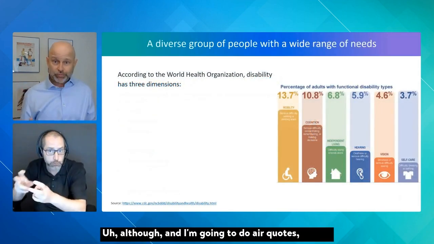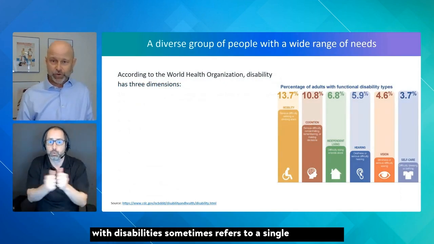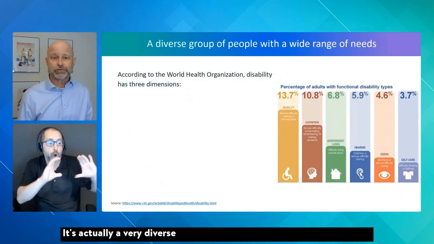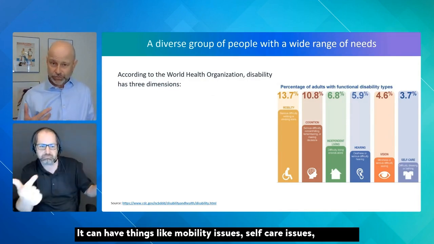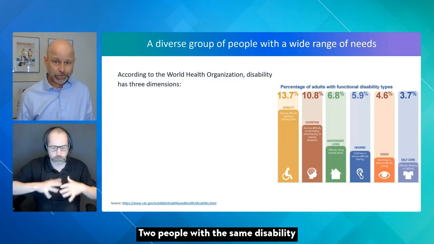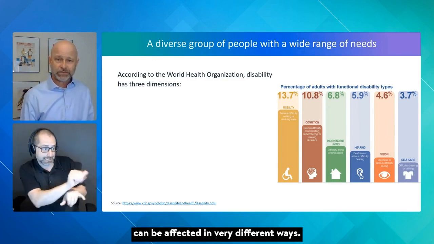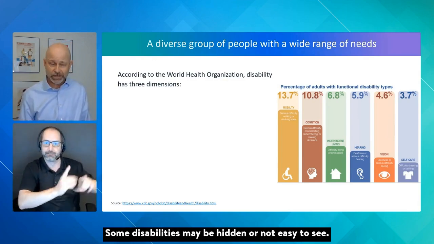Although, and I'm going to do air quotes, "people with disabilities" sometimes refers to a single population, it's actually a very diverse group of people with a wide range of needs. It can have things like mobility issues, self-care issues, dressing. Two people with the same disability can be affected in very different ways. Some disabilities may be hidden or not easy to see.